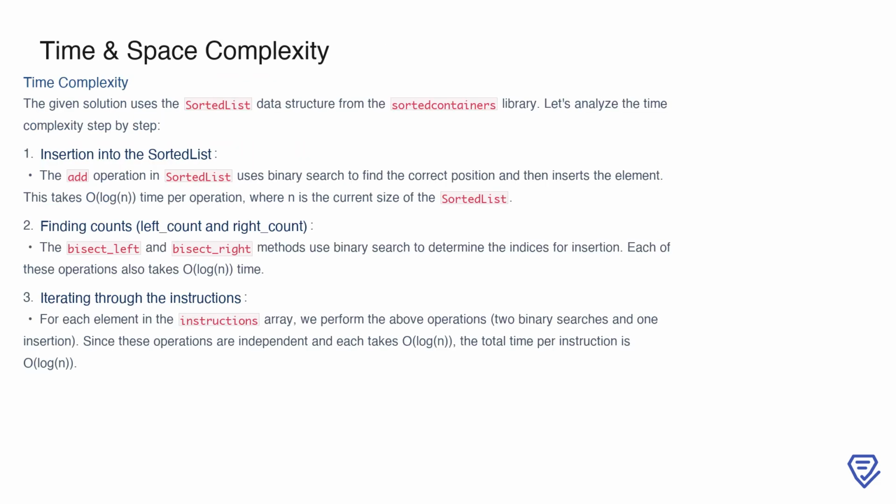Here, we're analyzing the time complexity of the solution using the sorted list data structure. First, the insertion operation in the sorted list uses binary search to find the correct position and then inserts the element, which takes O(log n) time, where n is the current size of the list. Next, when we calculate the counts of elements smaller or greater than the current number using the bisect_left and bisect_right methods, each of these also uses binary search, making them O(log n) operations as well. Since we perform these operations, 2 binary searches and 1 insertion, for each element in the instructions array, the time complexity per instruction is O(log n). This provides the foundation for the overall time complexity analysis.